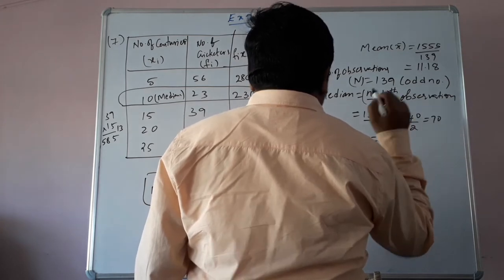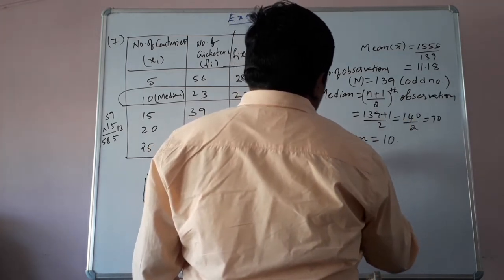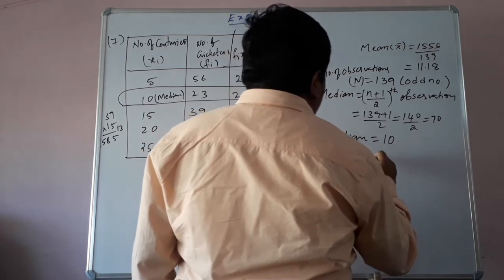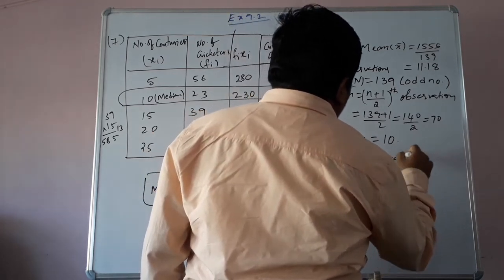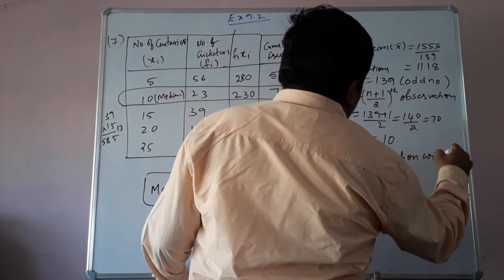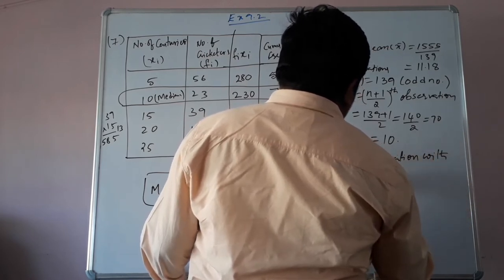Therefore, the median is equal to 10. Now, children, we need to find the mode. Mode is the observation with the maximum frequency.